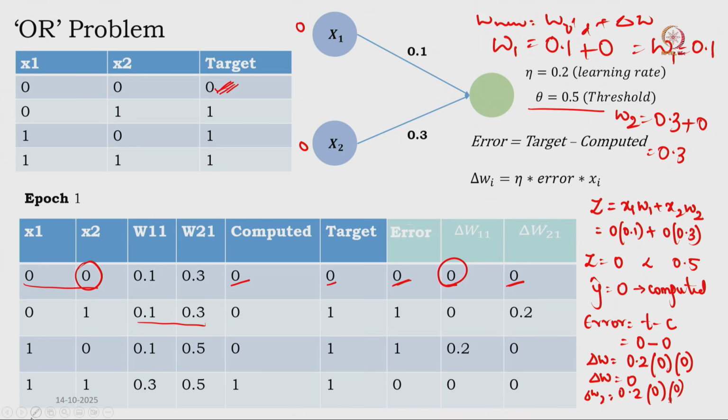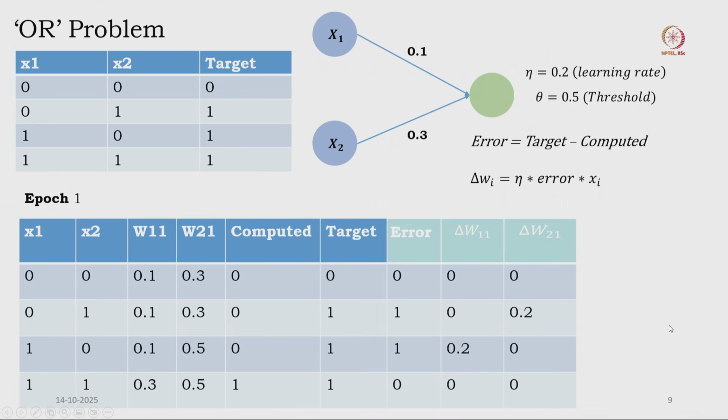So, with this, I hope you have understood how it is being solved. I will show you one complete epoch, whatever you are seeing on this table, I will be solving this. Now, the next input that we are considering is 0 and 1. Now, for this input, what is the target? The target is 1.